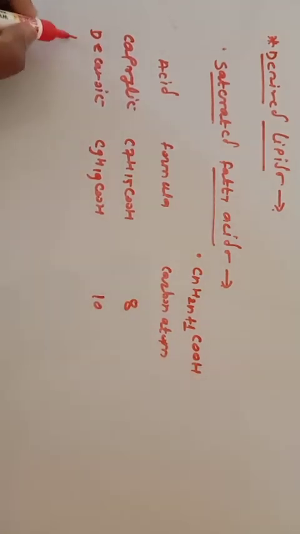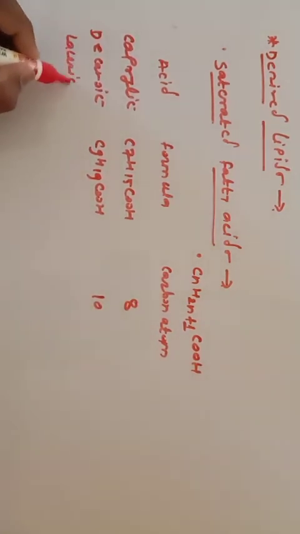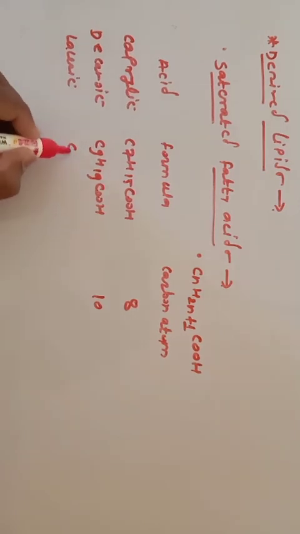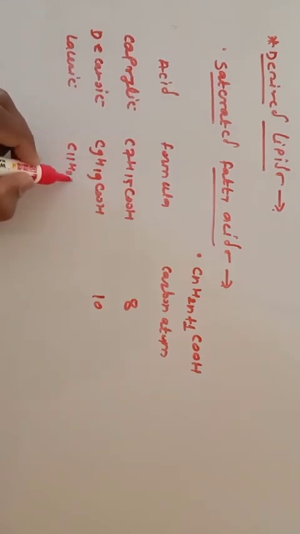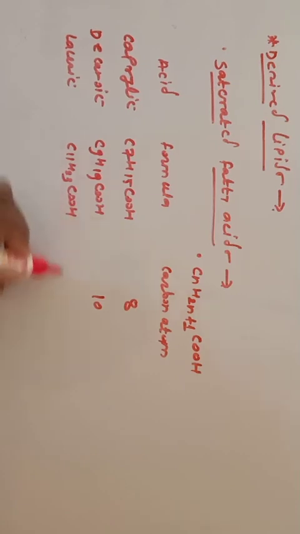Then there is lauric acid. Lauric has a C11H23COH group, so it contains a total of 12 carbons.